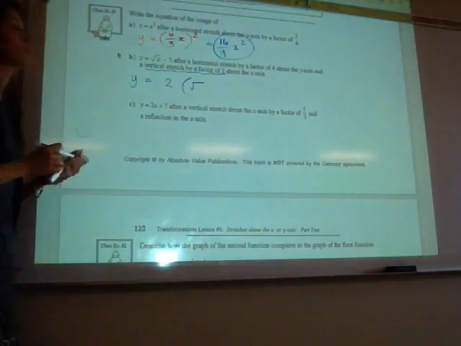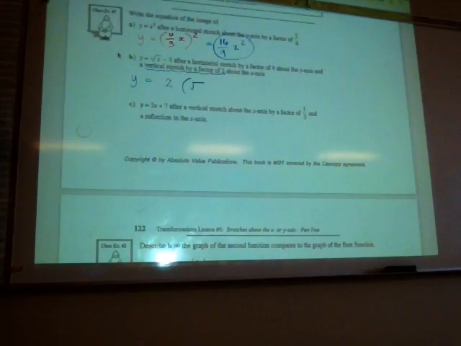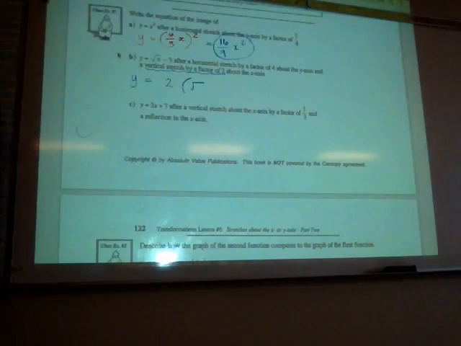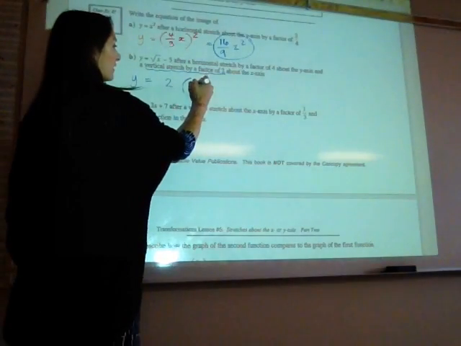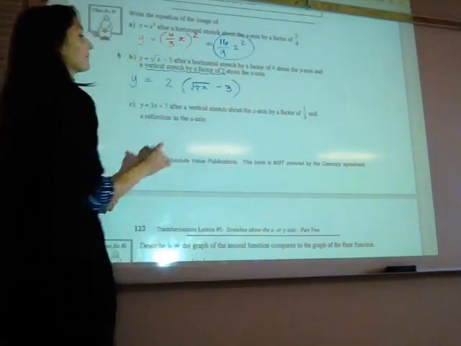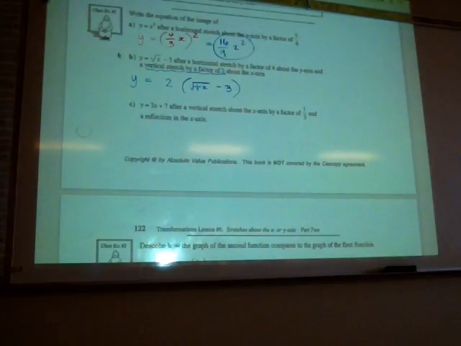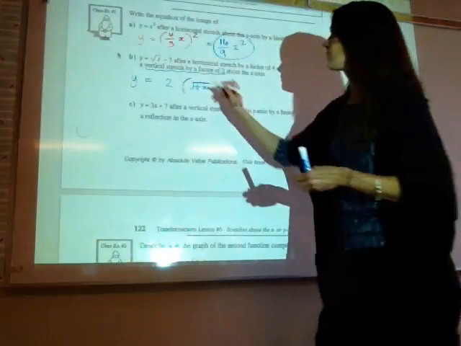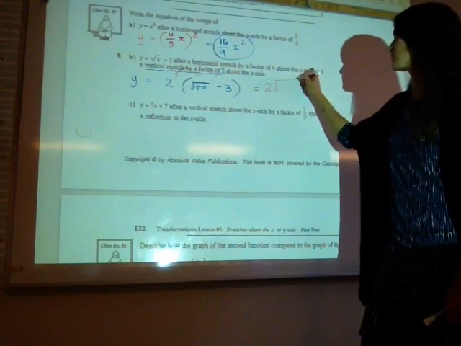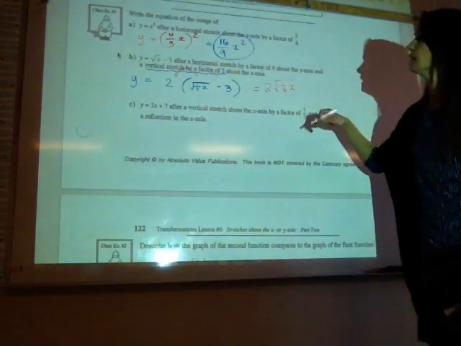Okay, what's going to happen to x? Well, it's going to be replaced by the stretch factor, but the reciprocal stretch factor. So they're saying horizontal stretch by a factor of 4, which means x is going to be replaced with 1/4 of x, and then we subtract 3. This can be cleaned up as well. So if we distribute the 2 into each term, we get 2 times the square root of 1/4 x minus 6.